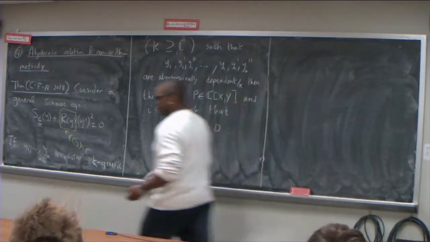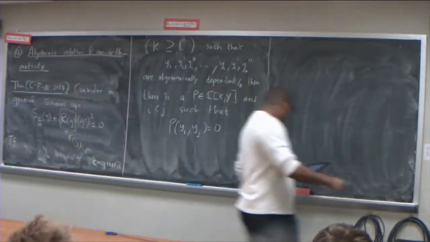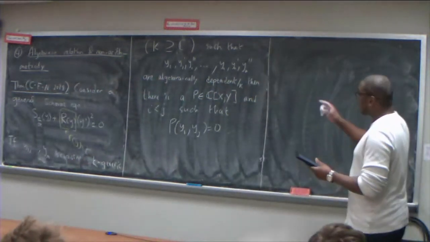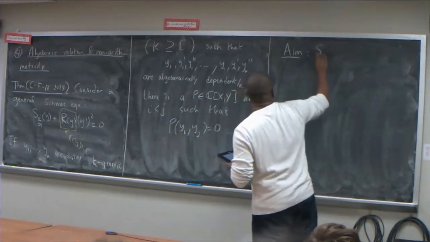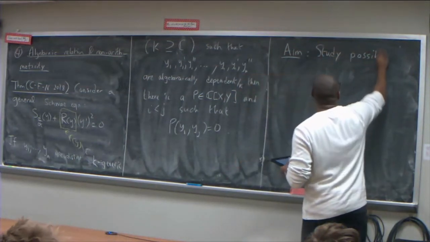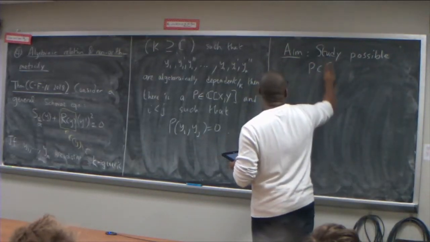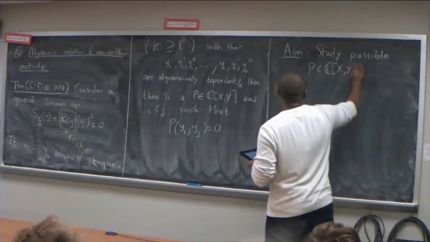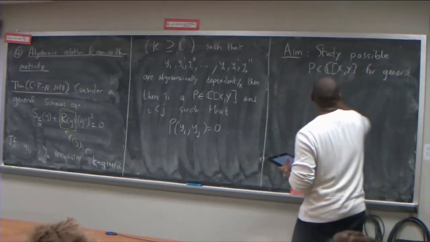All right. So it seems like time-wise, I'm going to have to truncate things here and there. So that's the aim. The aim is to study possible P in C[x,y] for generic triangles, right?